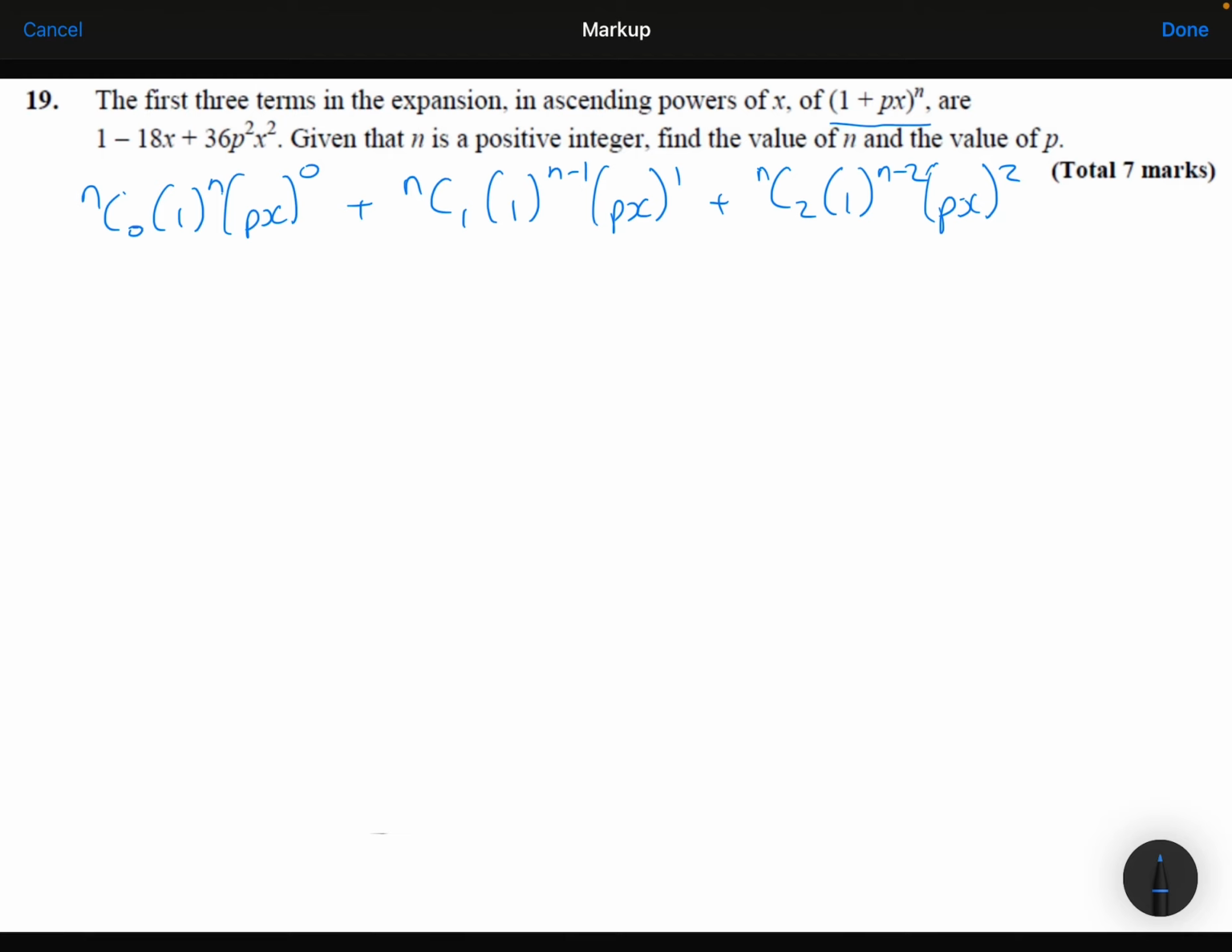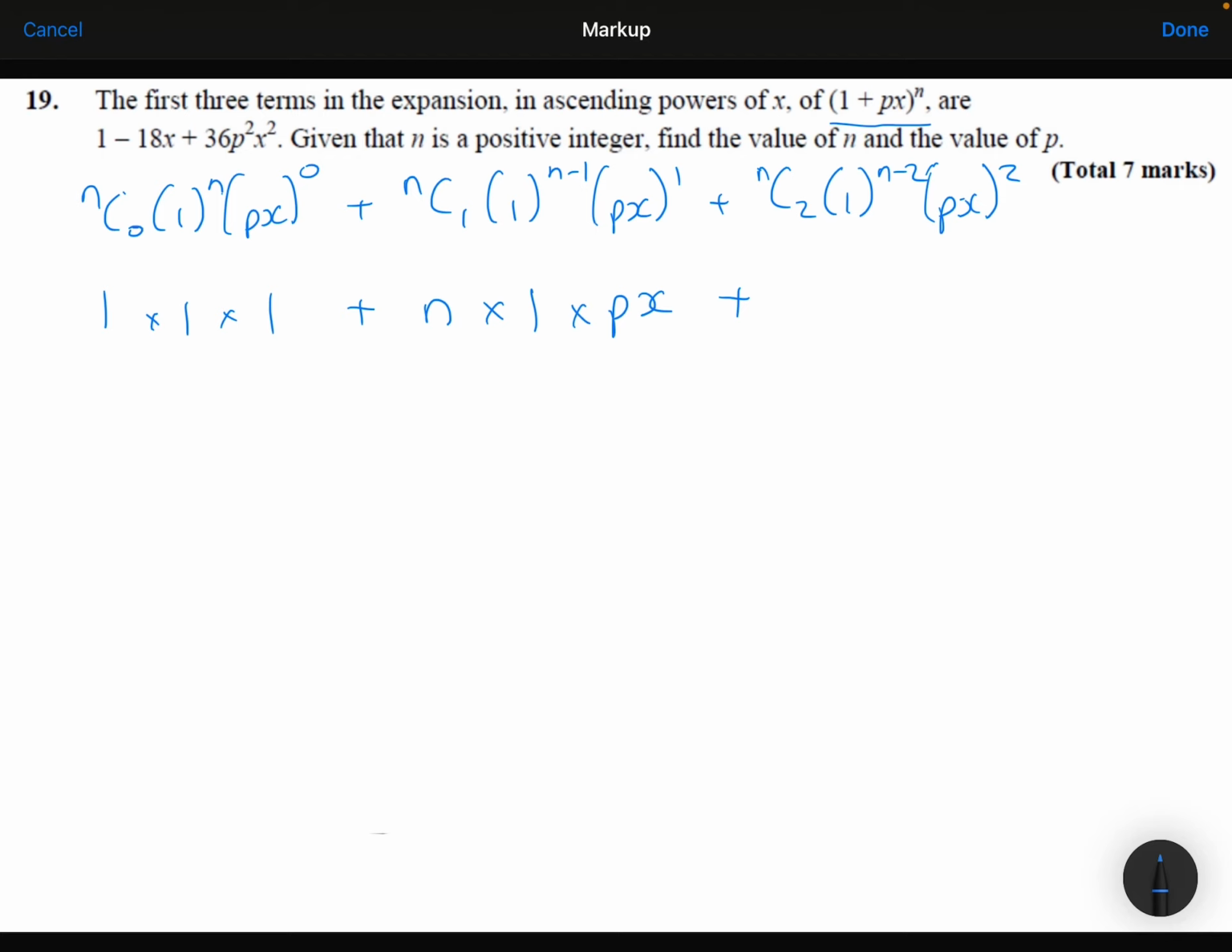Let's simplify each of those. So nC0 is 1, 1 to the power n is 1, (px) to the power 0 is 1. nC1, I remember that is n. 1 to the power n minus 1 is just 1, and then we've got the (px) to the power 1, which is just px.